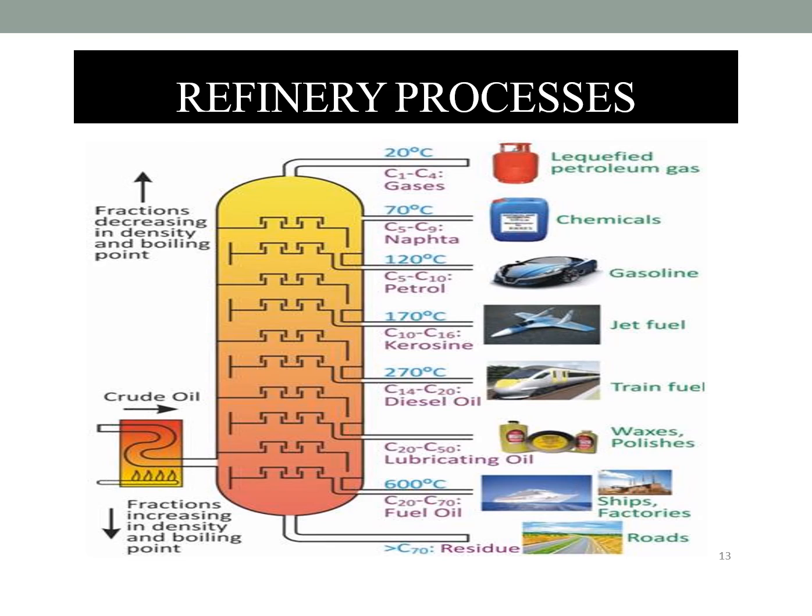In the downstream process, we will see the refinery process. You can see the distillation column, and at different temperatures we get different products. At 20 degrees Celsius we get gases, at 70 degrees Celsius naphtha, at 120 degrees Celsius petrol, at 170 degrees Celsius kerosene, and so on. So you get useful products like LPG gas, some chemicals, gasolines, jet fuels, diesel fuels, waxes and polishes, fuels for ships and factories, and roadways, that is bitumens, and lubricating oil. So this is the refinery process.